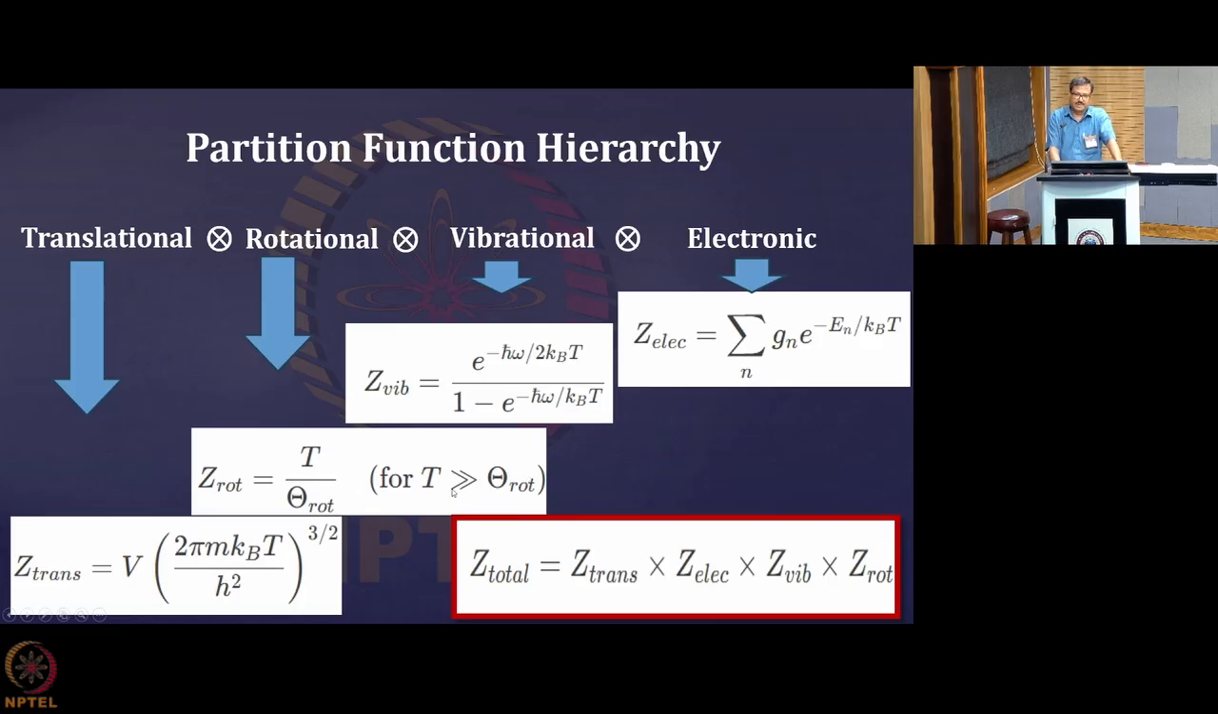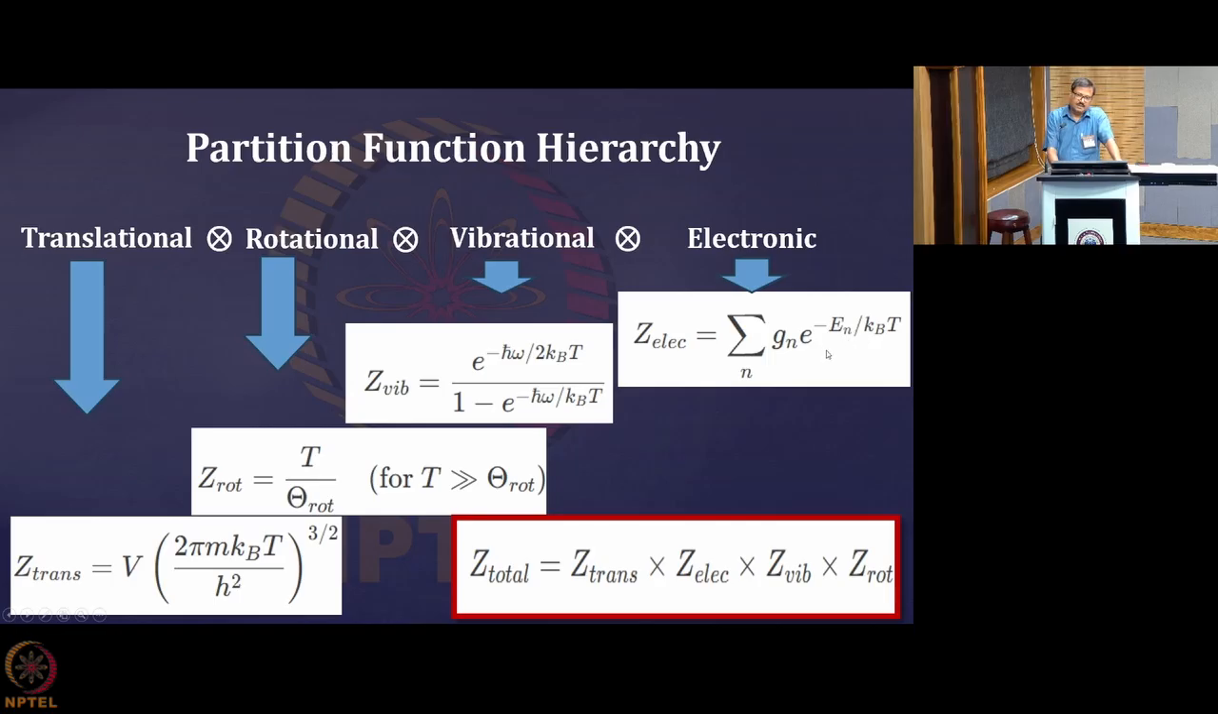Of course, this happens when T is much greater than the rotational temperature. So at that time it can be well approximated using this formula. And then the vibrational partition function goes like this as a function of temperature. And the electronic partition function, which contributes the most in case of your monoatomic gases, atomic transitions, goes like this. So it is a sum over the states.